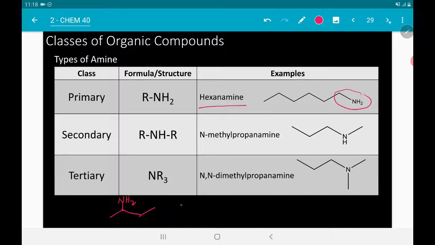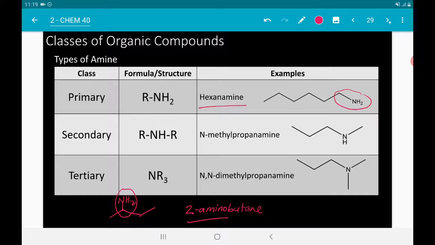Okay? So, pwede mo tong i-name na i-assume mo na yung NH2 ay substituent. So, that's 2-aminobutane. Okay? The amino here is a substituent of the butane na alkane. So, that's how you treat amines, kung siya ba yung main functional group or you treat it as a substituent. So, nakadepende yan sa iyong style ng naming or sa choice mo na naming.